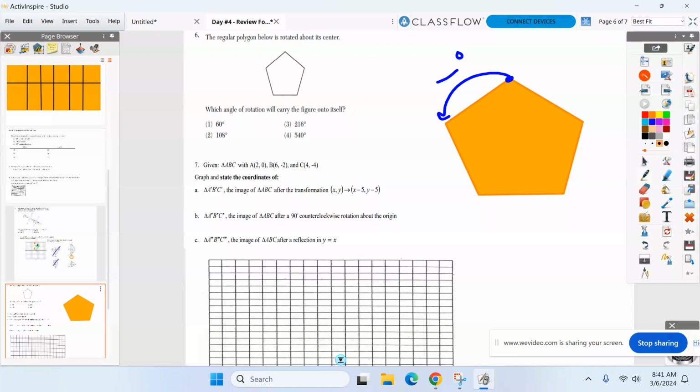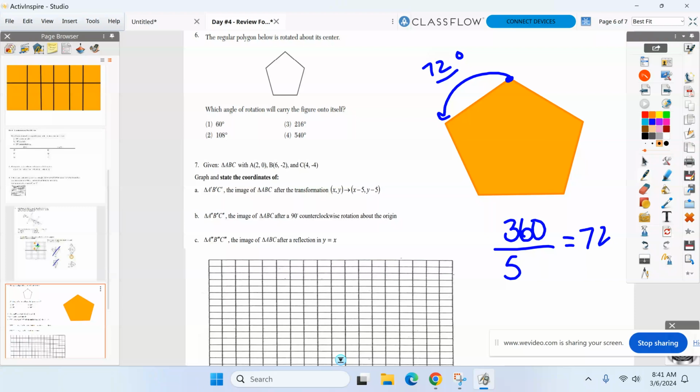All right, we just talked. When I go all the way around, how many degrees did I go? 360, right? And how many turns would it take me to go all the way around? How many sides this is, or how many vertices does this bad boy have? 5, right? So if I take 360 divided by 5, that gives me 72. So every time I go vertice to vertice, I'm going 72 degrees. So every time I turn this figure 72 degrees, I get the pentagon back.